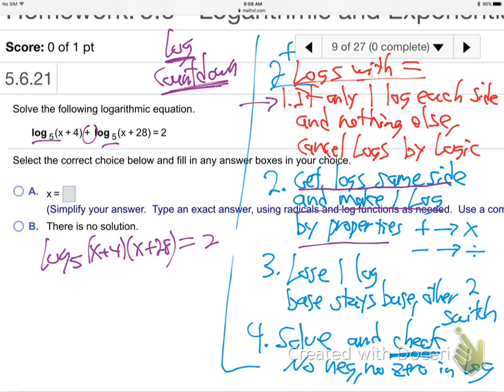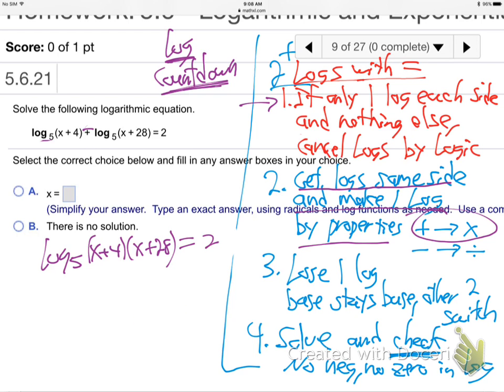So 1 log, it's a harder job, multiplying, harder operation. Easier for 2 logs, just adding. Remember that property? Adding becomes multiplying. So what if that had been a minus in the middle instead of a plus? I would have put the x plus 4 over the x plus 28, huh? I would have divided them instead of multiplied them. We'll have one of those in a minute.